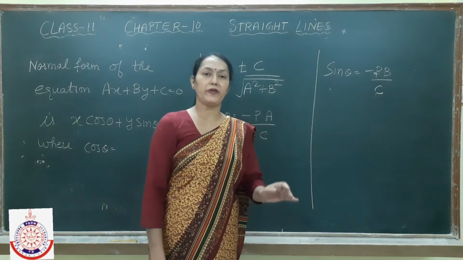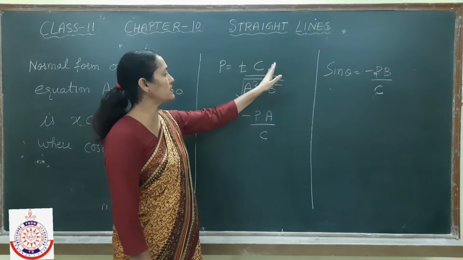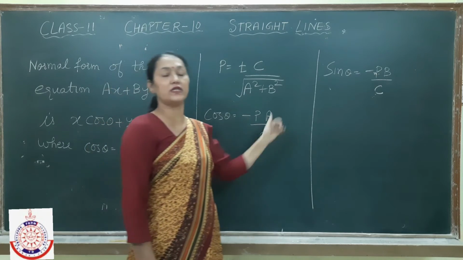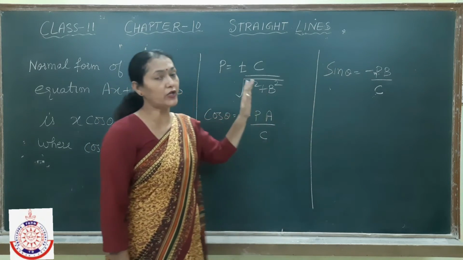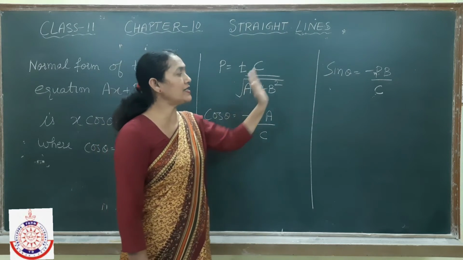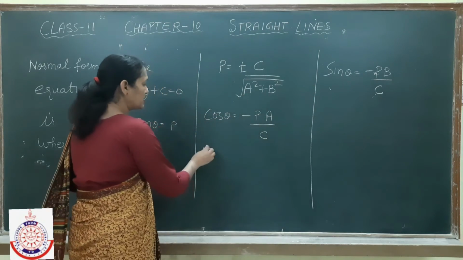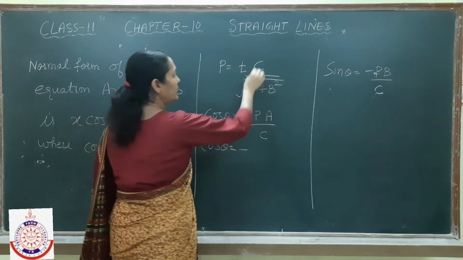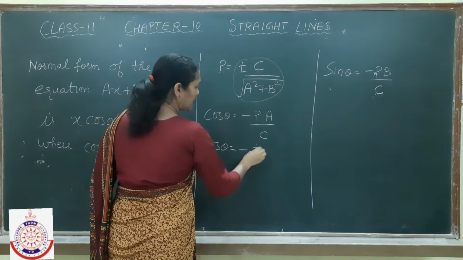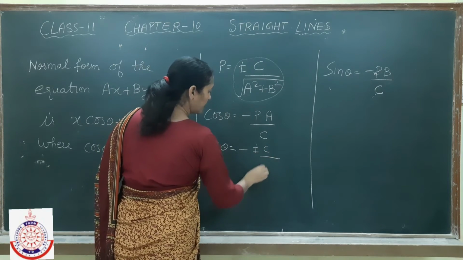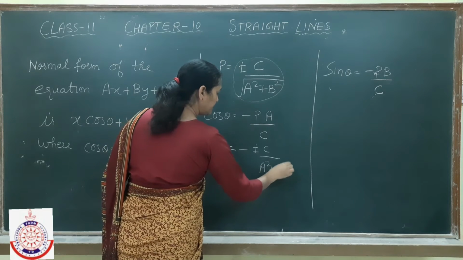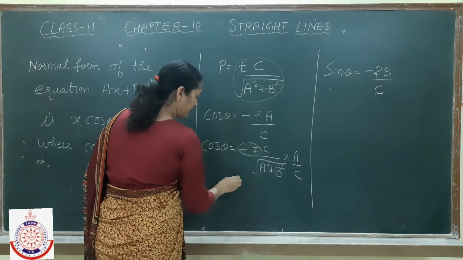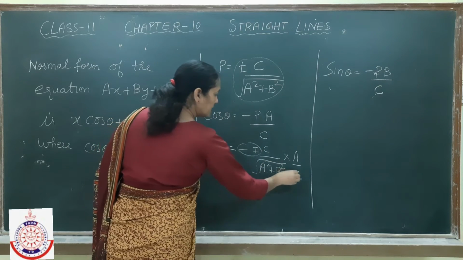Now what we have obtained? We have obtained the value of perpendicular distance, that is plus minus c upon under root a square plus b square. We have obtained the value of cos theta and sin theta also. So if we put this value of p in cos theta and sin theta, we will be getting the value as cos theta in place of minus p. This value will come, so it will be plus minus c upon under root a square plus b square into a upon c. So this will merge, it will become plus minus only, c got cancelled.